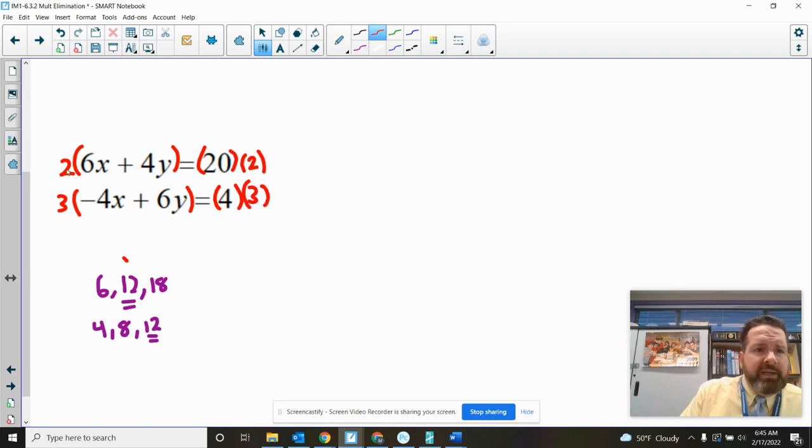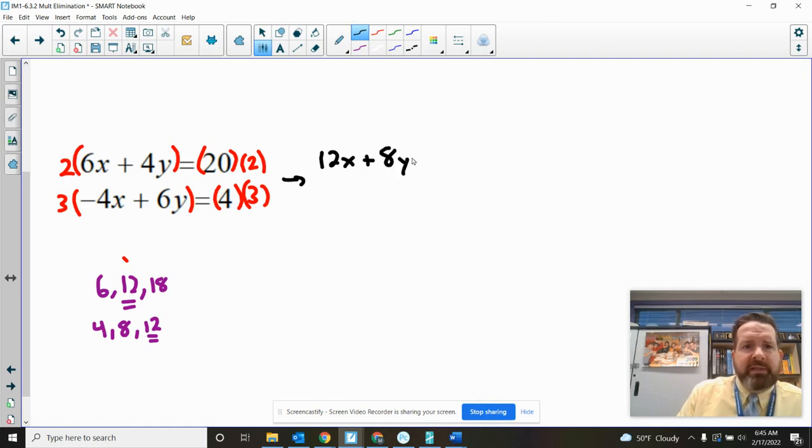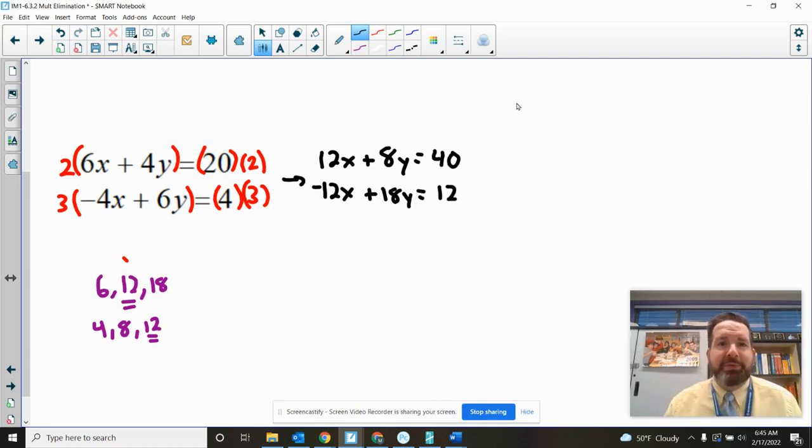And then a quick check. Am I going to have a positive and a negative? I am. So it'll be a set of opposites. So on the top, 12x's plus 8y's equals 40. And then on the bottom, negative 12x's, there's my opposites, plus 18y equals 12. We are ready to add and put those things together.